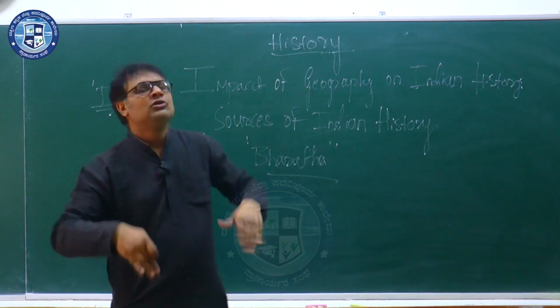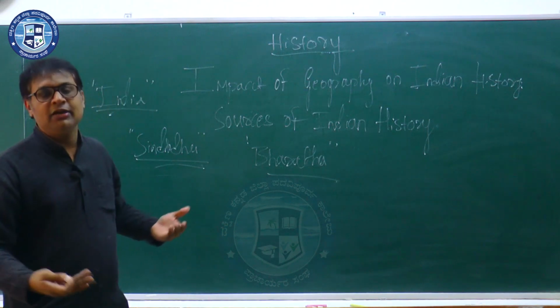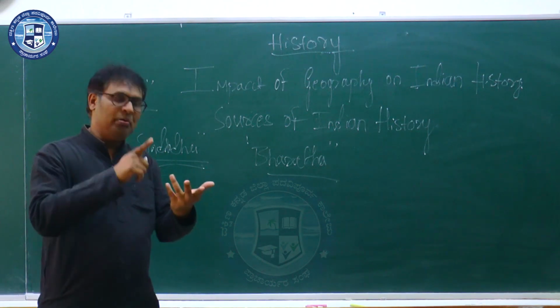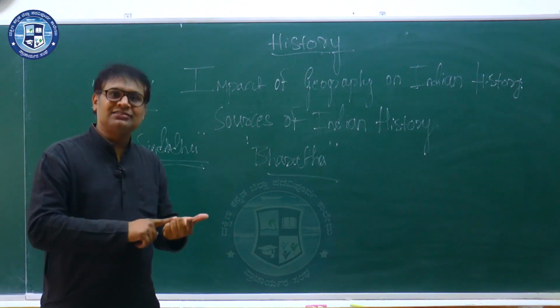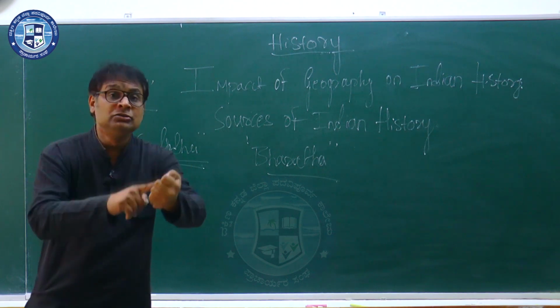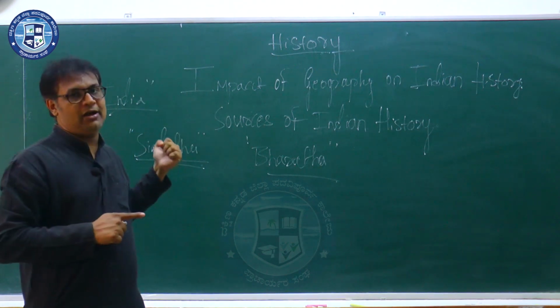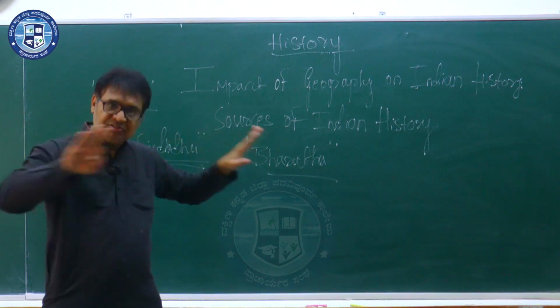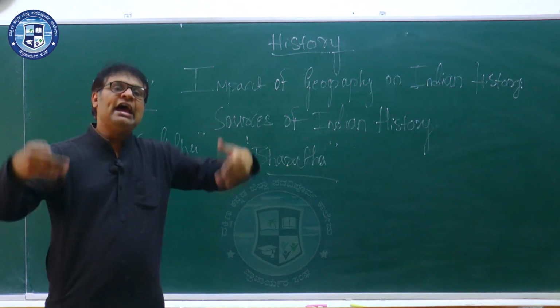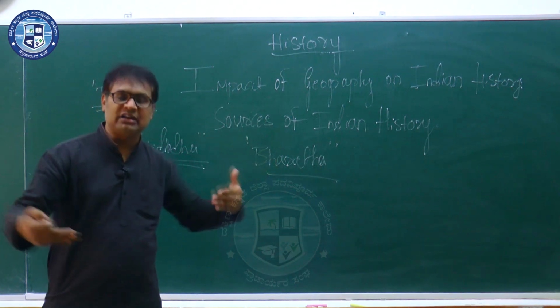So we have several names for our country. One is Bharatavarsha, Bharatakanda, Bharata, Jambudvipa, Hindustana and India. This is how in different chronological times we have different names for a country.